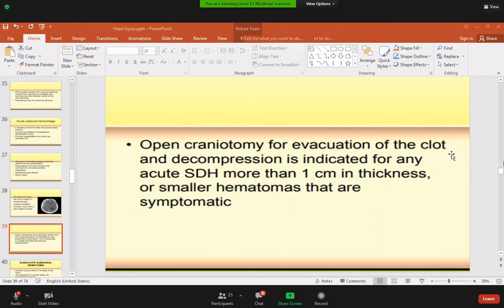Craniectomy means we remove a part of the skull to maintain the things inside. So sometimes we go for open craniotomy, or sometimes burr hole, or sometimes craniectomy. Craniectomy means removal of the skull, not the brain. You just take away the bone to release the compression there. This decompression is indicated if the SDH is more than 1 centimeter in thickness, or smaller hematomas that are symptomatic. So the CT scan size is very important. For more than 1 centimeter thickness SDH with acute presentation within 24 to 48 hours, open craniotomy is indicated.